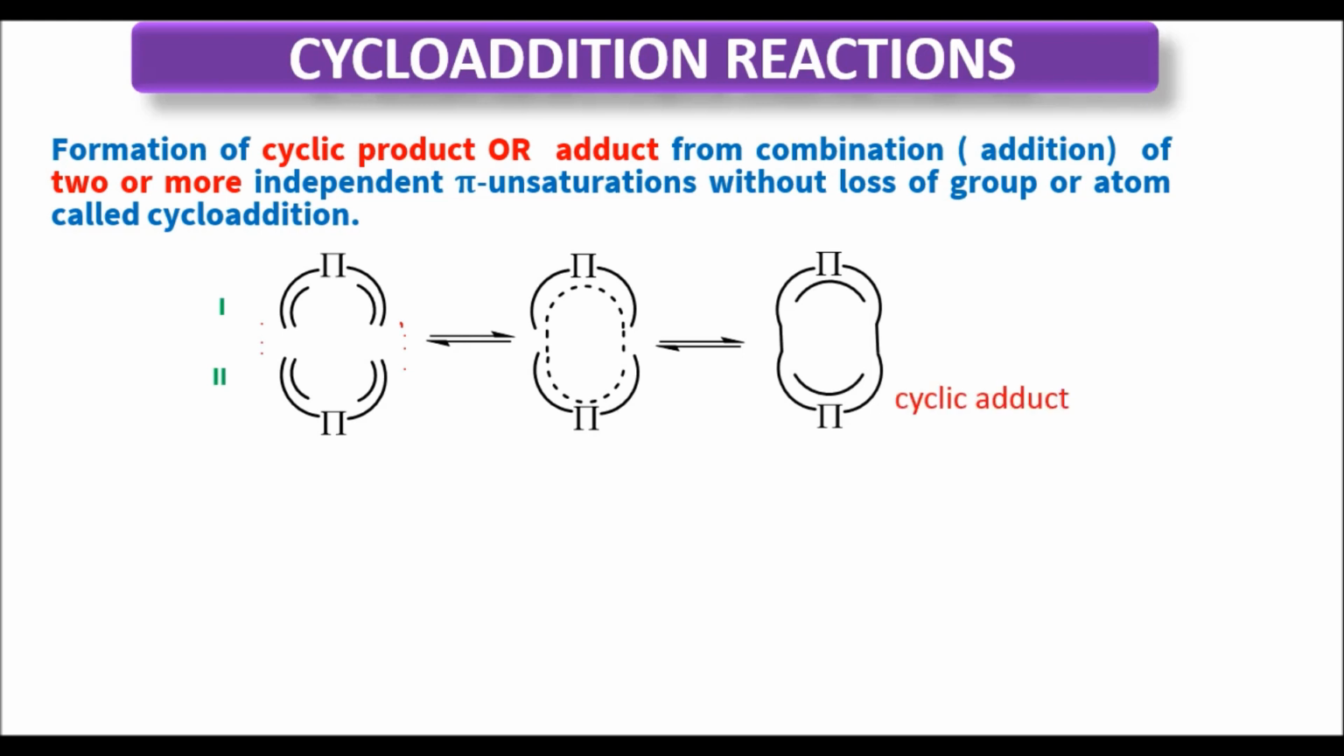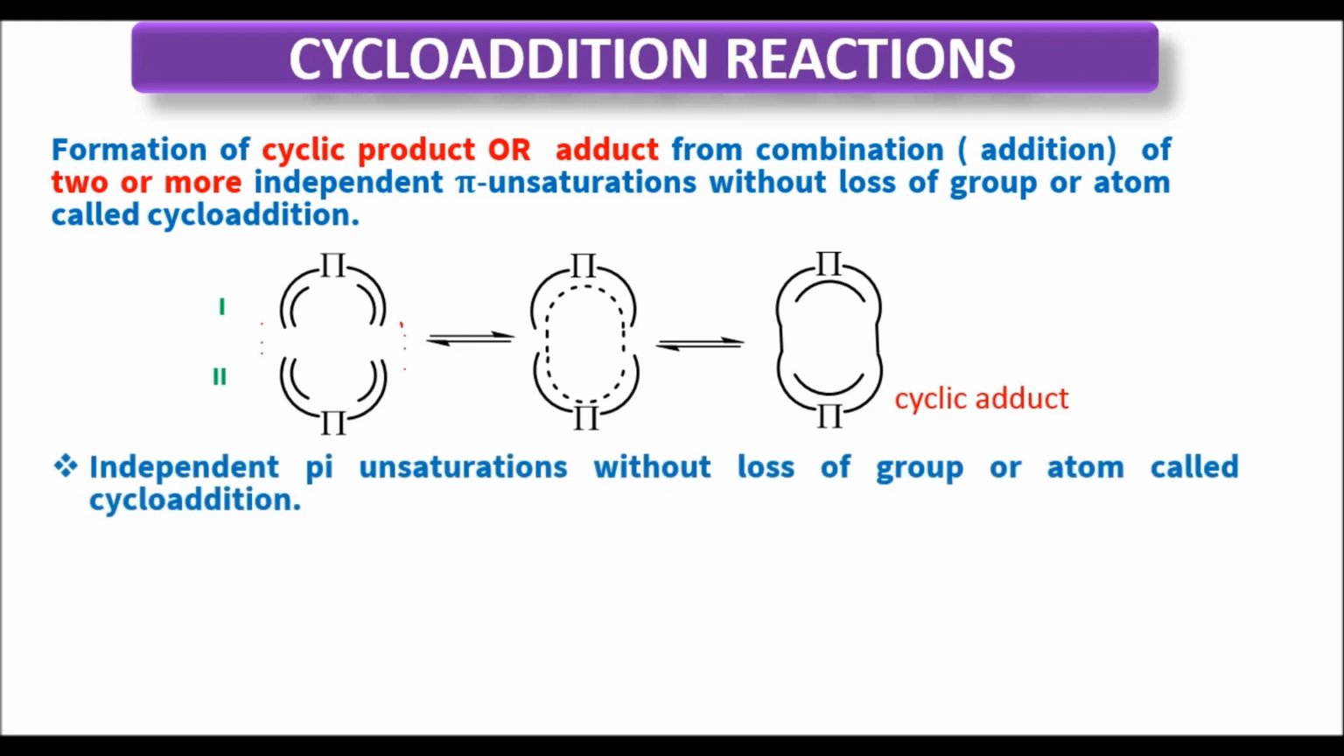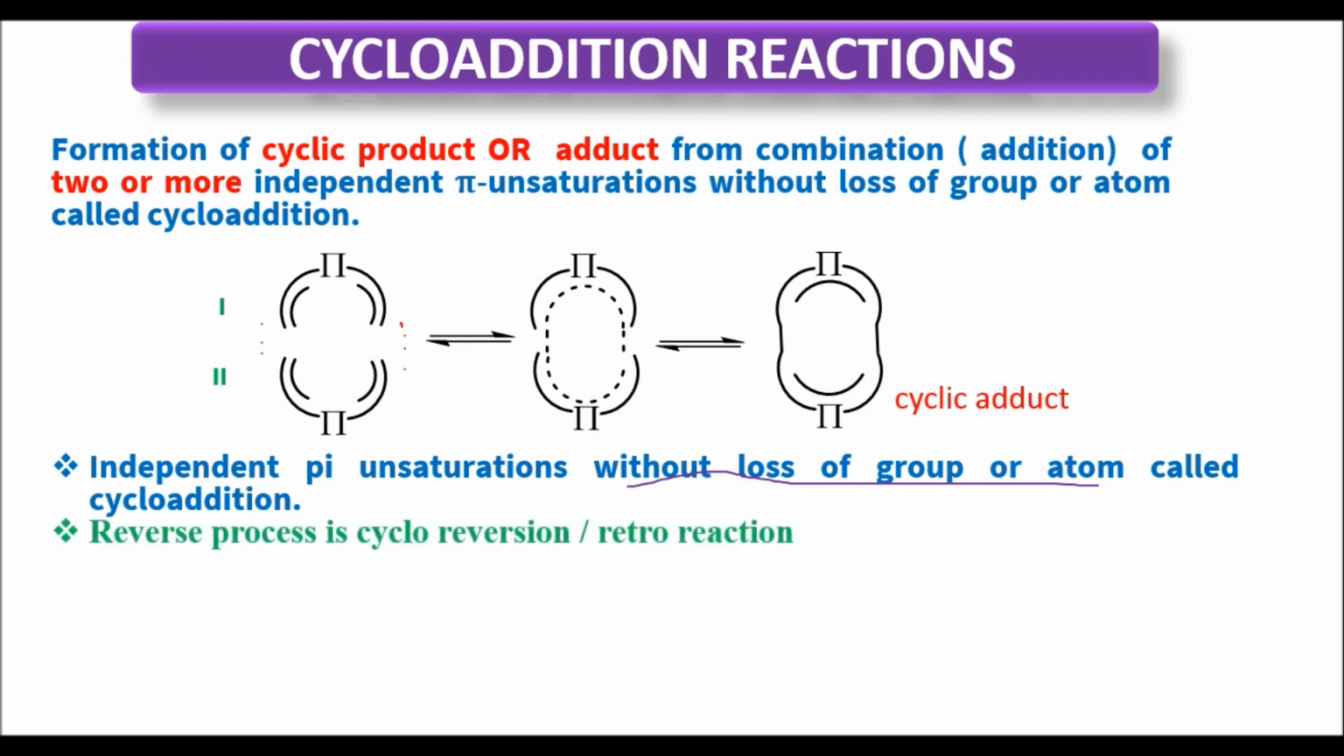So what is the cycloaddition reaction? Formation of a cyclic adduct by the combination of two or more independent pi unsaturations is called a cycloaddition reaction. In cycloaddition reactions, there is no loss of any group or atom. And cycloadditions can go in reverse. The reverse reactions are called reverse cycloadditions or retro cycloaddition reactions.